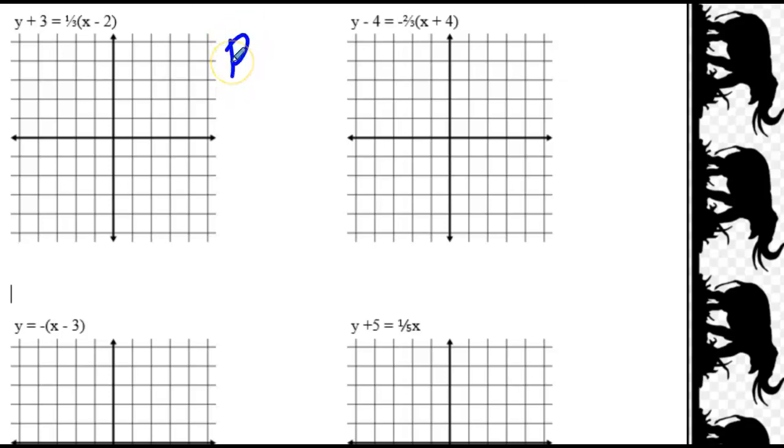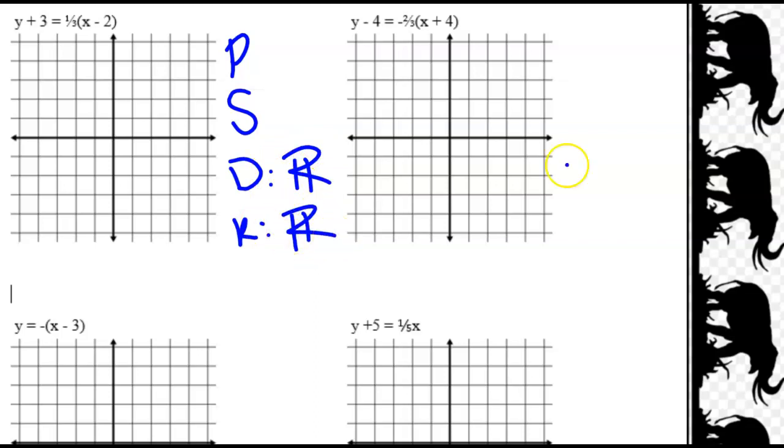I've got my point, I've got my slope, I've got my domain and my range. Well, I know I can go through and I'm going to do infinite solutions for all my domain and range. So you can go ahead and do that right now. My domain and my range are going to be infinite solutions. They're all real numbers for everything. Okay, we're going to be done with those.